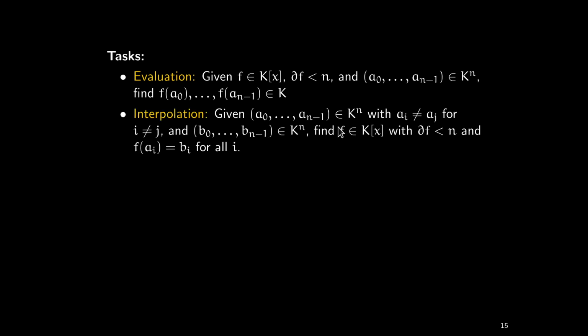That's the evaluation problem. And the interpolation problem, here we are given two vectors of length n, where in the first vector any two components are different from each other. The task is to construct the unique polynomial, that means the coefficients of this unique polynomial of degree less than n, which at every a has b as its value. Okay, this is the task.